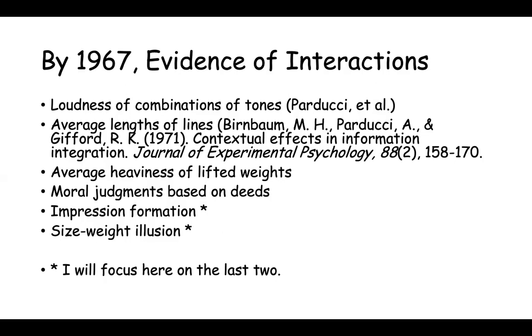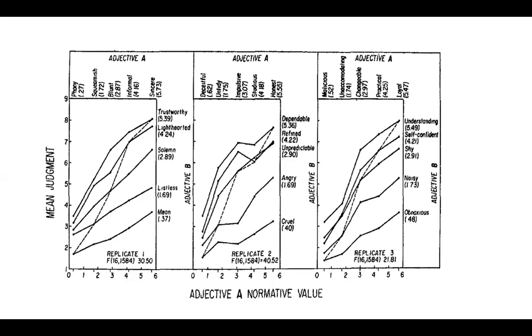In today's talk, I'm going to focus a bit more on impression formation and size weight illusion, two that I showed you from Norman Anderson's 81 book. So here are some results for impression formation. I did 3 experiments, each with a different set of adjectives and a different set of 100 subjects, and plotted on the y-axis are the mean judgments of likableness of a person described by adjectives. I apologize for the poor quality of the image. This is a screen capture of a PDF of a photocopy of the article out of the journal.